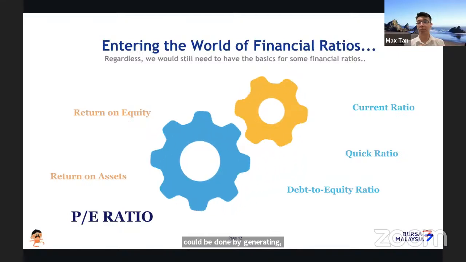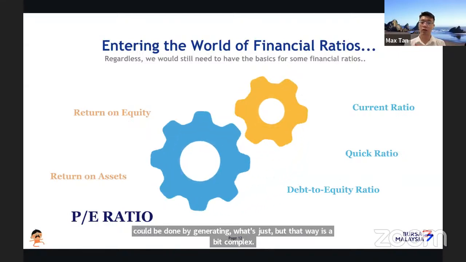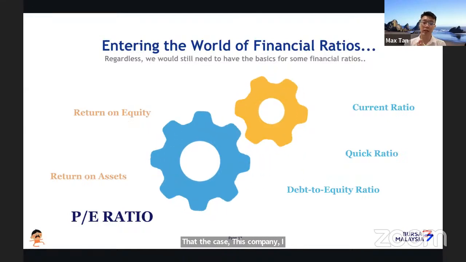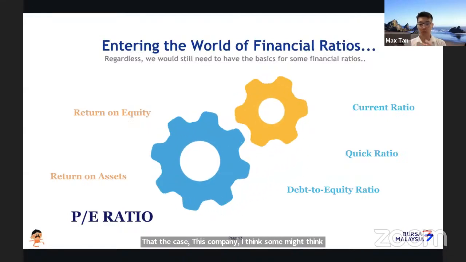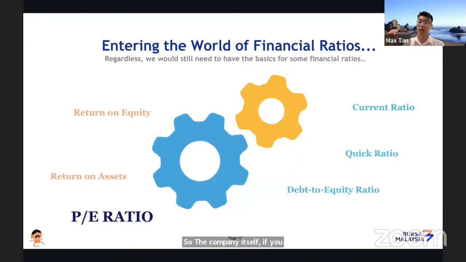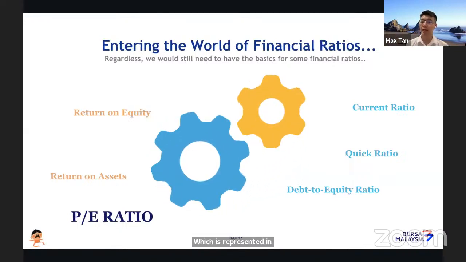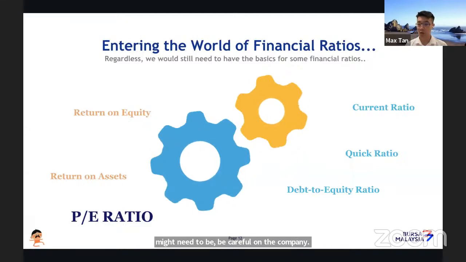This company, I think some might think this is an oil and gas company, but no, this company is actually an IT company, right? So if you look into any company, they may have good financial numbers, but if for a prolonged period they do not generate cash flow, which is represented in their operating cash flow, you might need to be a bit careful with the company that you are looking into, right?